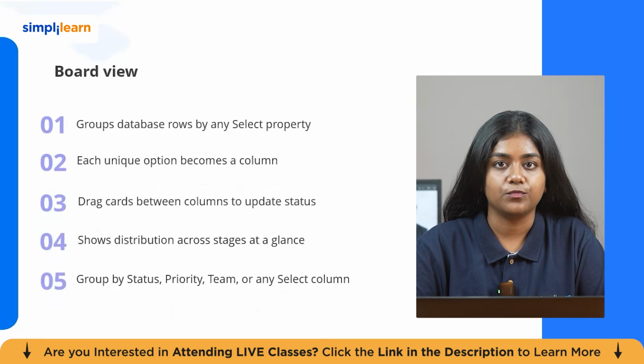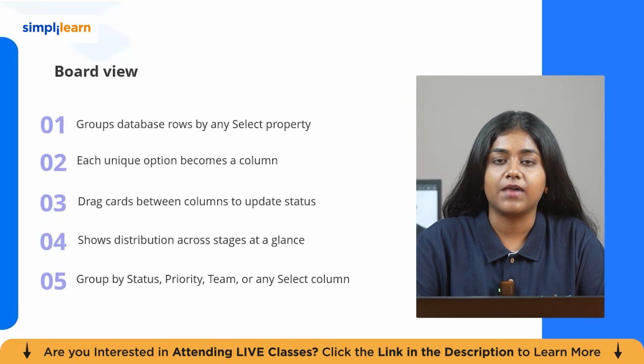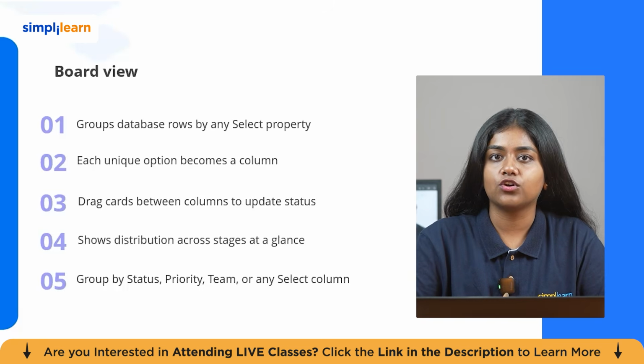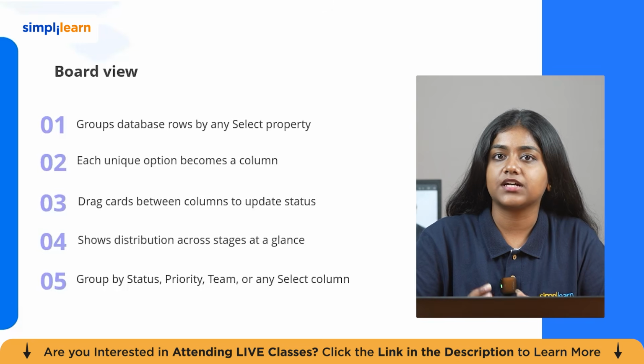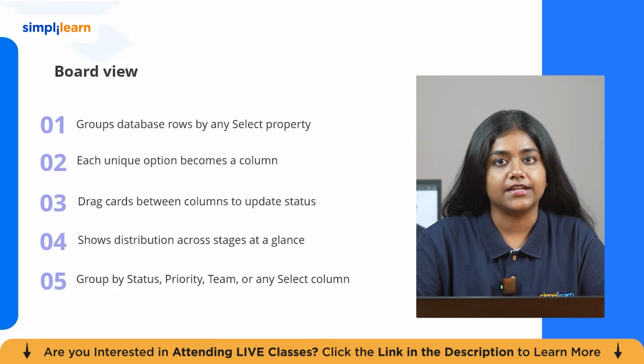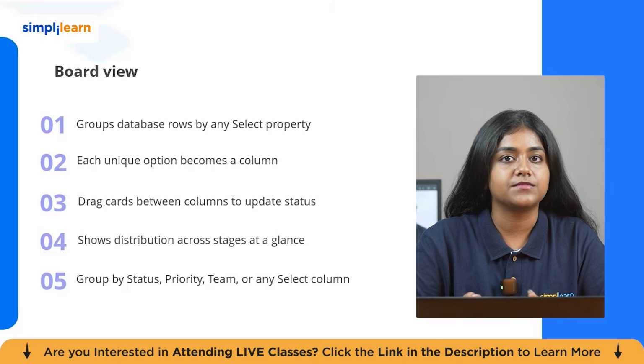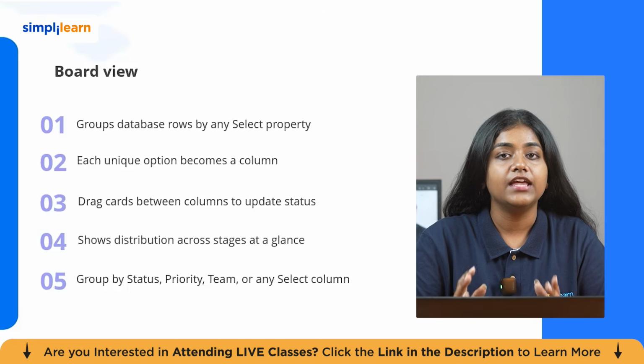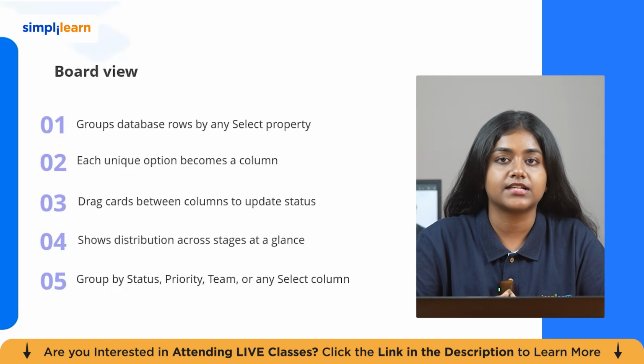So what is a board view? Board view is the most powerful view for managing anything that has stages or a workflow. Let me explain how it works in detail. Board view groups your database rows by any select property you choose. Each unique option in that select column becomes a vertical column in the board view. Each row becomes a card inside its corresponding column. For a job application tracker, grouped by status, the 9 status options become 9 columns: Bookmarked, applied, HR screening, technical round, final round, offer received, accepted or rejected. Each application appears as a card under its current status column.